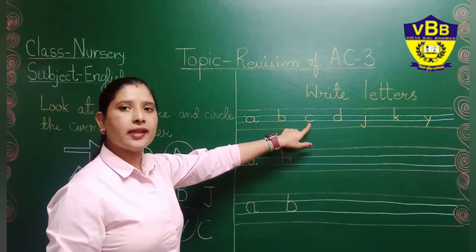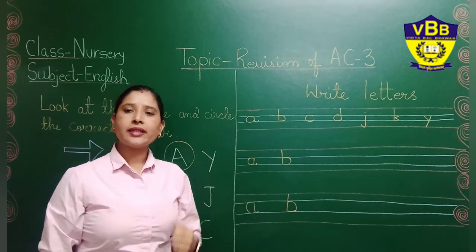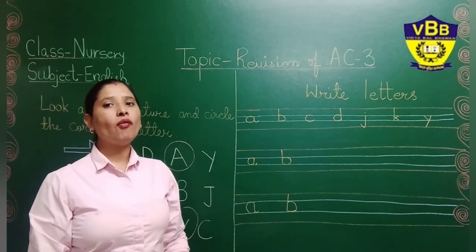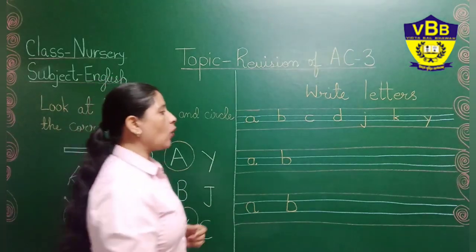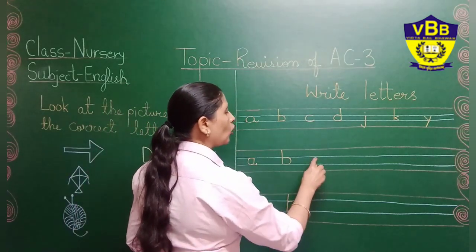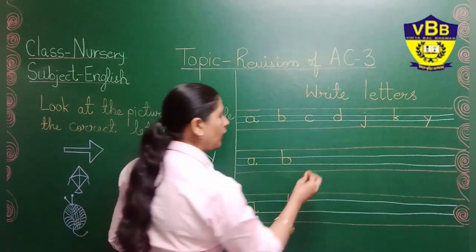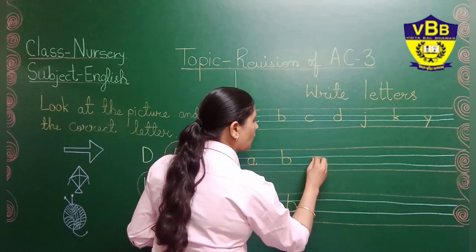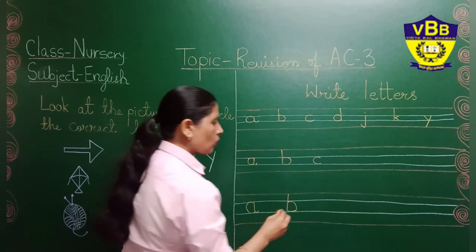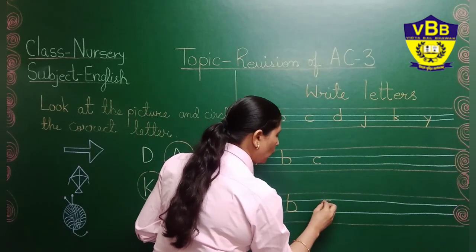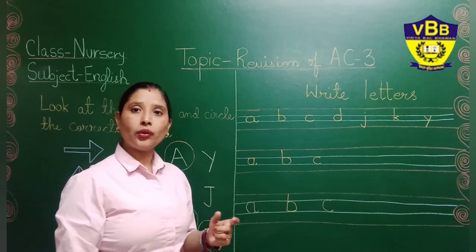Now which letter is this? Yes, this is small c, and letter C give us the sound of k, k, k. So how we will write? We will use 2 lines, second and third blue color line to write the letter C. One small curve in the blue line, line number 2 and line number 3.